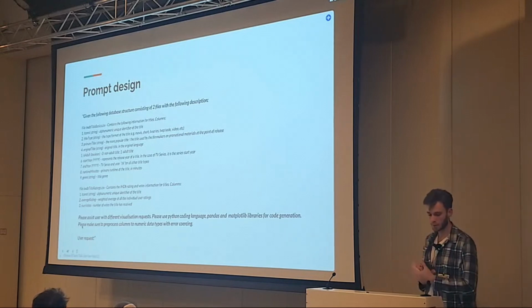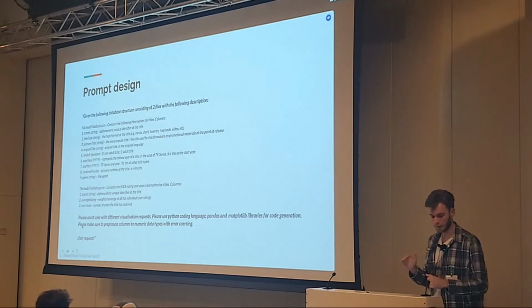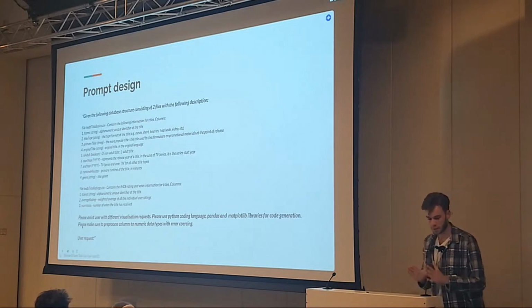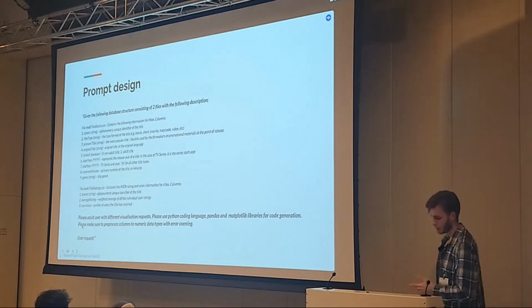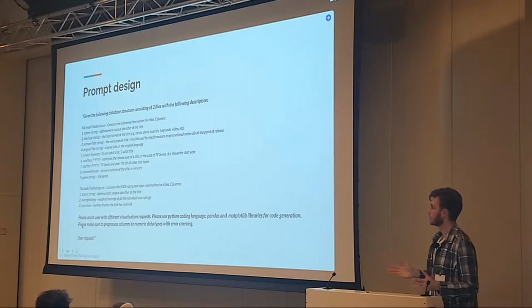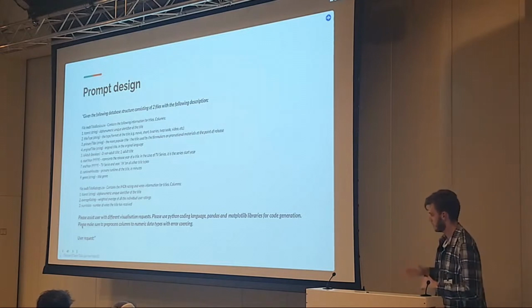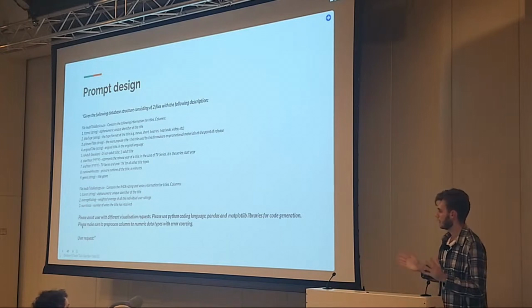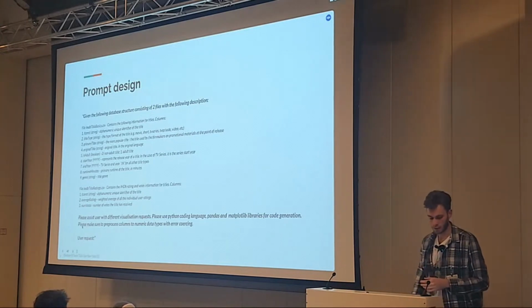I engineered a prompt here: given the following database structure consisting of 2 files with the following description, you can see file number 1 has 9 columns, file number 2 has 3 columns. Please assist the user with different visualization requests. Please use the Python coding language, pandas, and matplotlib for code generation. Please make sure to pre-process the data in the columns to numeric data types and so on. We even try to use error catching because maybe there are some errors in the data or some broken variables. And this is actually the prompt that I really used.